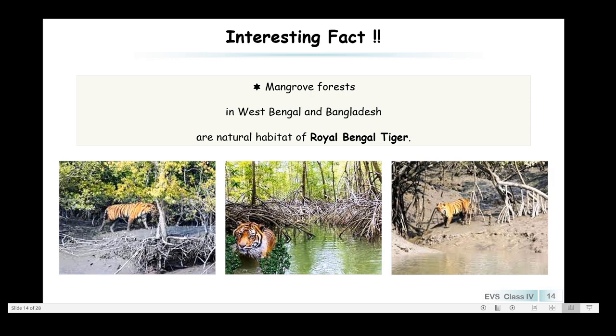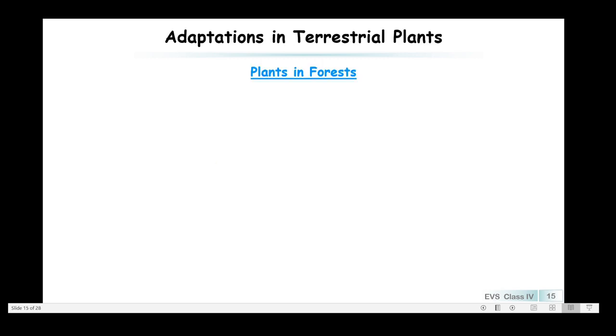Here we have one interesting fact about mangroves, and these are mangrove forests in West Bengal and Bangladesh, and these are natural habitat for Royal Bengal tiger. So can you see this tiger venturing in mangroves? Yes. Okay, so with this we'll switch over to next plants that is found in forests.